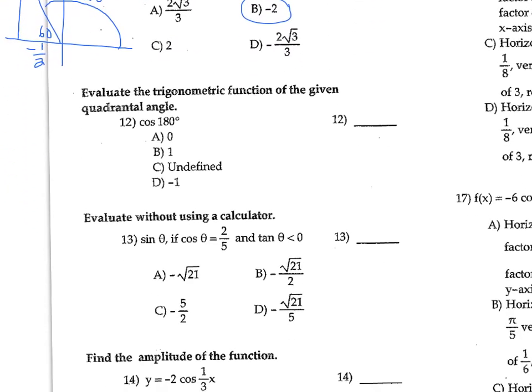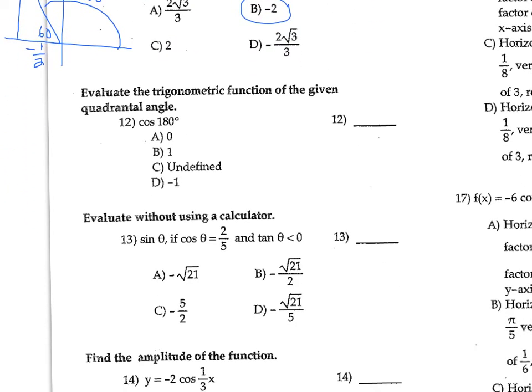Number 12, what about cosine of 180? Well, 180 is a point that is on the x-axis on the left side. Give me the coordinates of that point. What are the coordinates of that point 180? -1, 0, isn't it? So cosine is which letter? X. The x coordinate. -1. So that's -1.